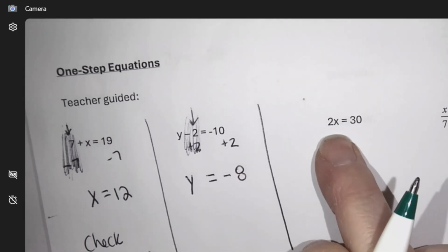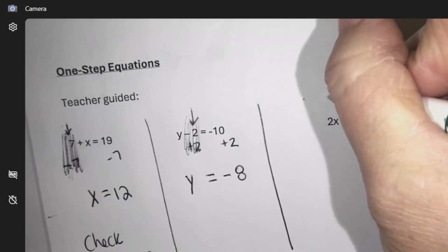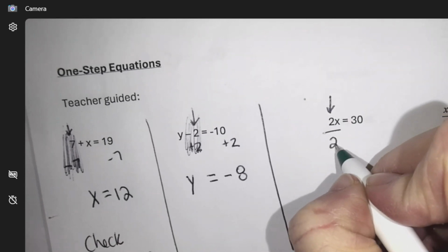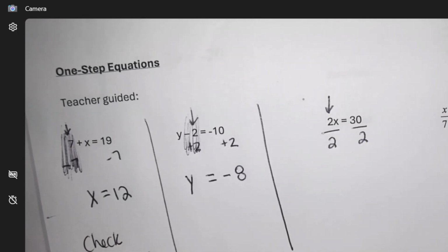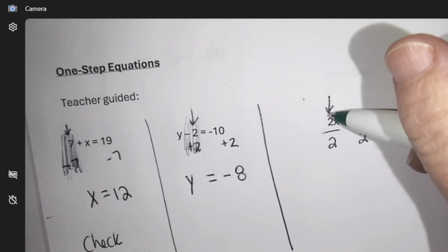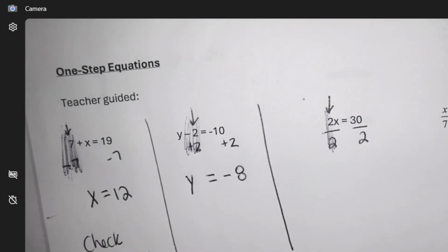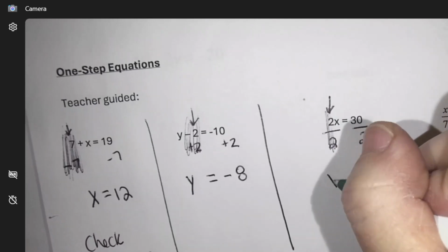Okay, how do I get x alone? I need to get rid of that. So right now what's happening? They're timesing, so I need to divide by 2, but I need to teeter-totter it. Okay, like I said, there's always something that gets canceled in the process. Gone.